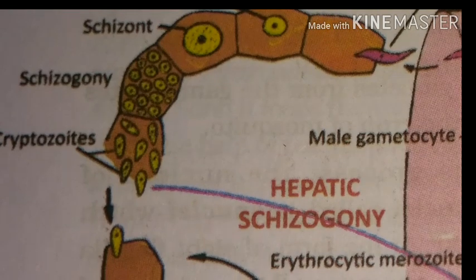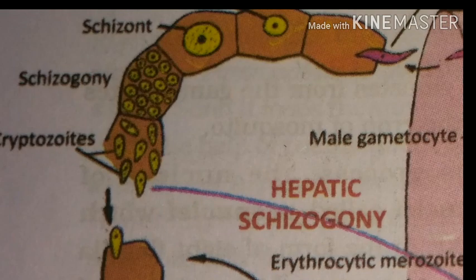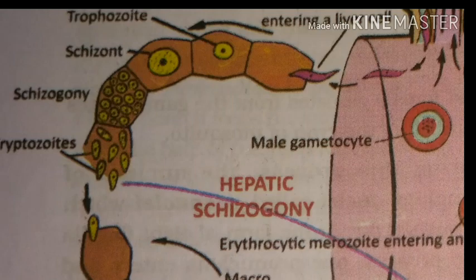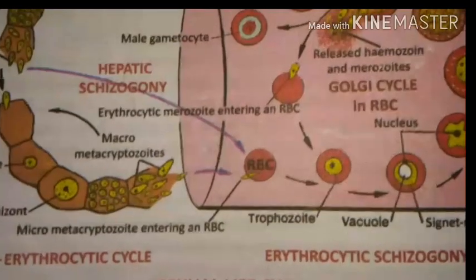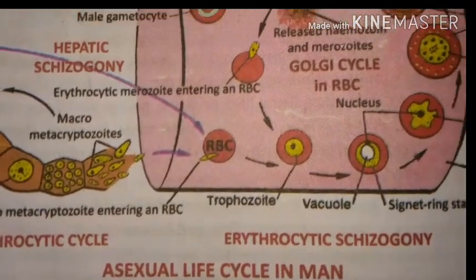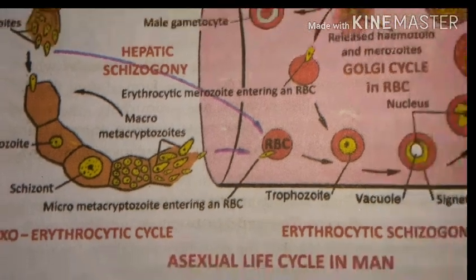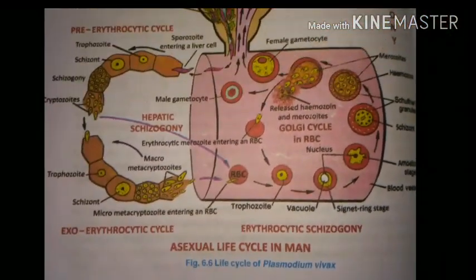They enter the sinusoids of the liver cells, rupturing the cell membrane and the liver cell. The entire process is completed in approximately 8 days. The first generation of merozoites have two options. They can enter a fresh liver cell and continue the exoerythrocytic cycle, or they can enter RBC and continue the erythrocytic cycle.